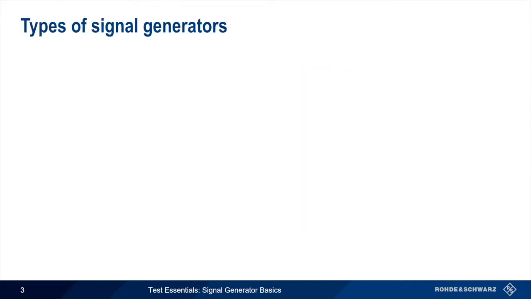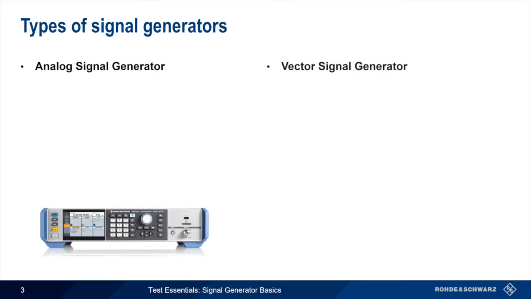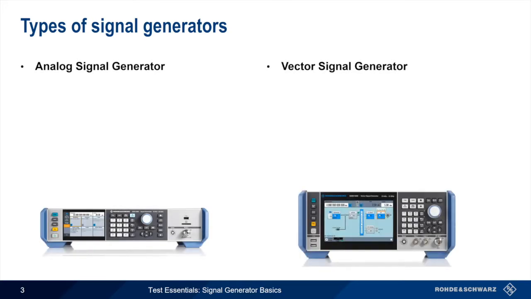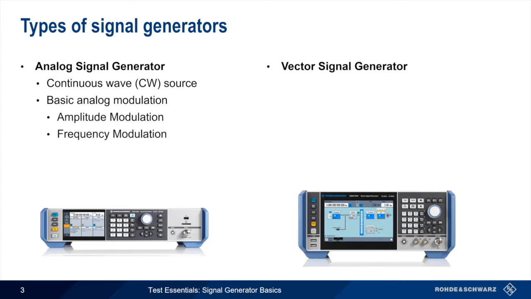Before we go into more detail, let's start by talking in a broad way about the difference between analog and vector signal generators. Signal generators can be divided into two major categories: analog signal generators and vector signal generators. Analog signal generators are primarily used to create so-called CW, or continuous wave signals, in other words, unmodulated carriers. Analog signal generators can also be used to generate signals with analog modulation, such as amplitude modulation, frequency modulation, or phase modulation. In addition, many analog signal generators can also generate basic unmodulated RF pulses.